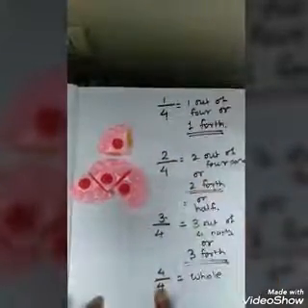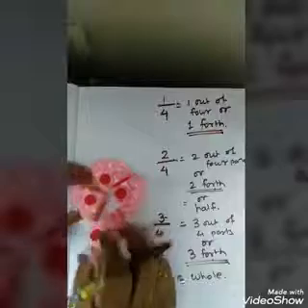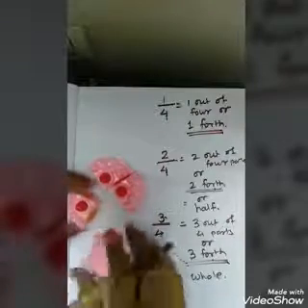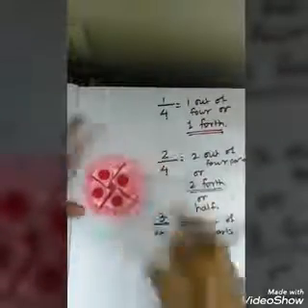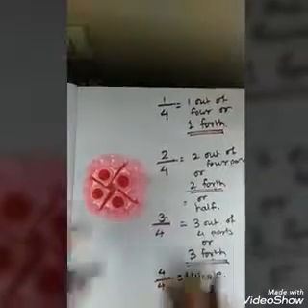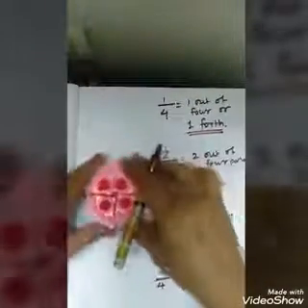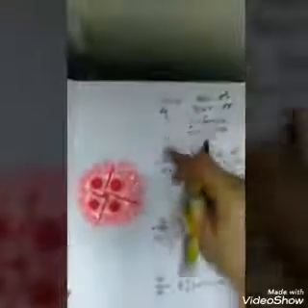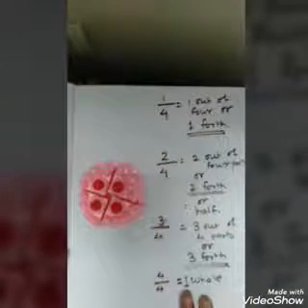Understood? And last, if I want the total parts, then it becomes a whole. Meaning 4 divided by 4 is equal to 1. This is the 1. How many cakes are here? 1 cake. These are the parts of 1 cake. Understood, all the students?